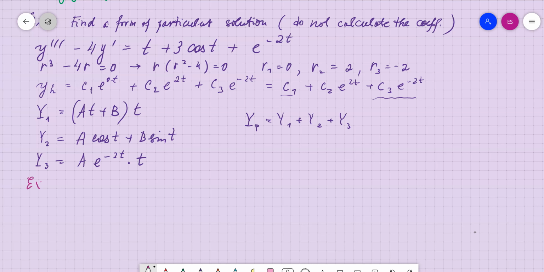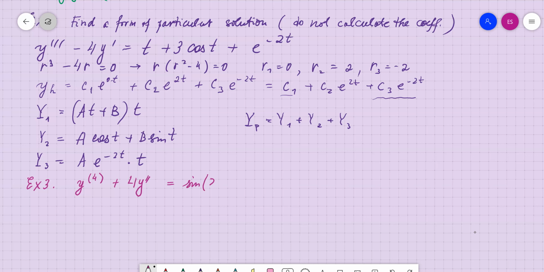So example number 3. y fourth derivative plus 4y second derivative. Remember, when we do have the power in parentheses, it does not mean the power, it means the derivative, right?